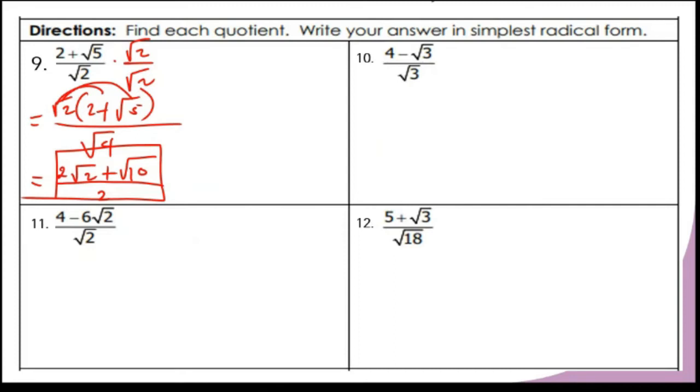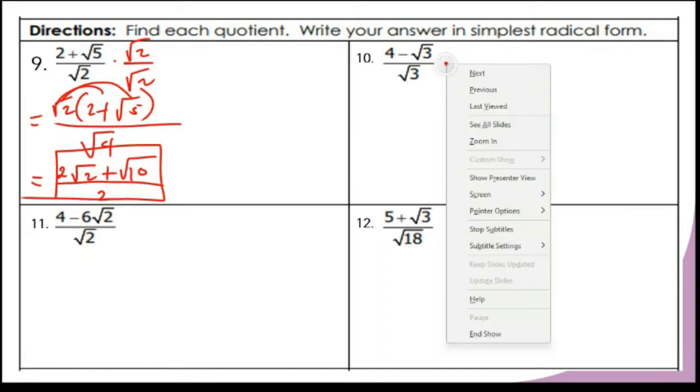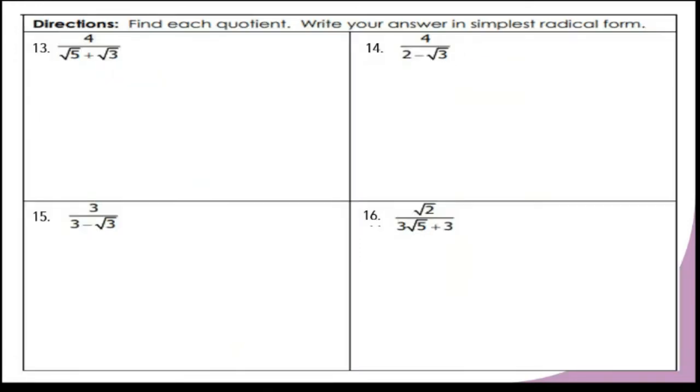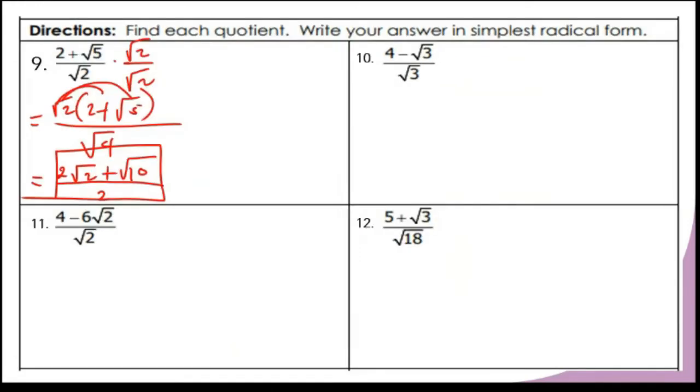Number 10. So we have (4 minus square root of 3) over square root of 3. In the given, there are no common factors or radicals that need to be simplified. So to move further, we will just multiply the numerator and the denominator by square root of 3 so that we could rationalize the denominator. So square root of 3 over square root of 3.